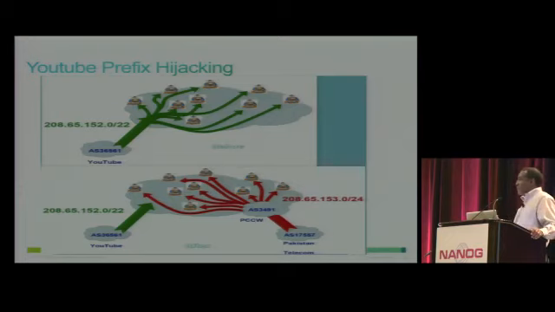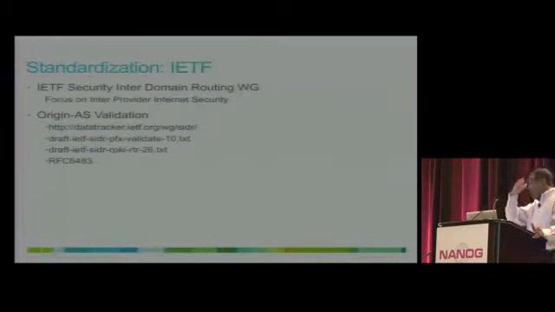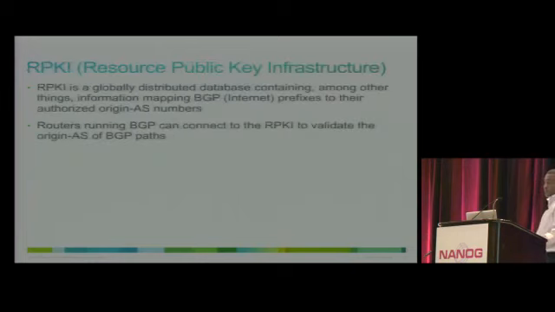So the question is, how do you prevent that? As a result of that and other incidents, the security internet domain routing working group within IETF started working on origin AS validation. And if you go to the working group, you will see a lot of drafts and RFCs associated with origin validation and RPKI. RPKI refers to the resource public key infrastructure that's used to do origin validation.